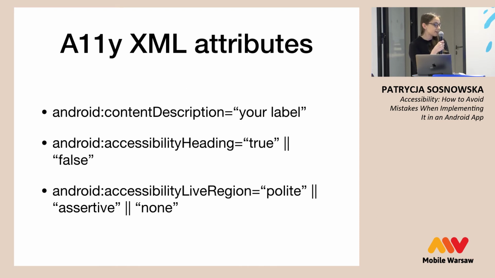android:accessibilityLiveRegion indicates whether TalkBack should automatically notify about changes to the view. For example, we can use this attribute when the text value in a text view is changed. And with polite and assertive values, additionally, we can prioritize it. So with the assertive value, TalkBack interrupts ongoing speech and notifies the user immediately.